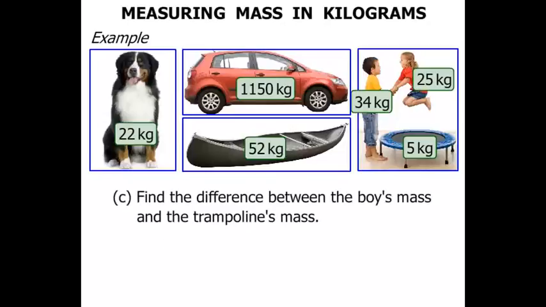This next one here, find the difference between the boy's mass and the trampoline's mass. Well, the word difference, that means we're going to subtract. So the boy's mass is 34, the trampoline's mass was only 5, so we're going to subtract 5. And that's pretty easy. 34 minus 5, we should be able to do that mentally. In other words, do it in our head. We get 29. So 29 is our answer. We're going to write the difference in mass is 29 kilograms.